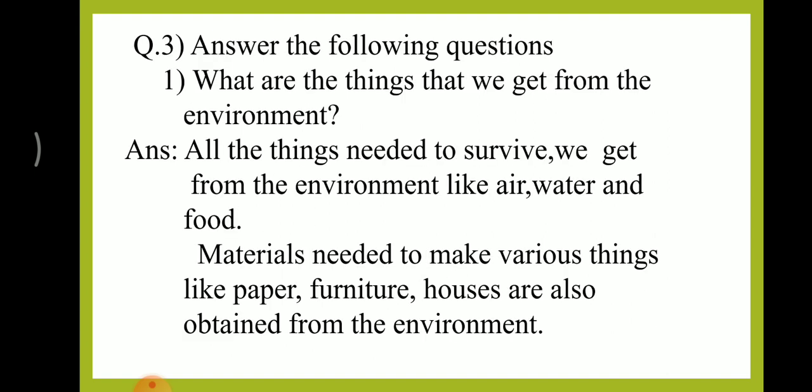Let's move to the third question. Answer the following questions. First, what are the things that we get from the environment? So, we have studied that we get everything from the environment. All living things get whatever they need from the environment. How are we going to write it? In this way. All the things needed to survive we get from the environment like air, water and food. Materials needed to make various things like paper, furniture, houses are also obtained from the environment.